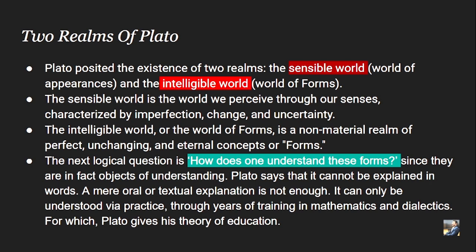The next logical question is, how does one understand these forms? We hear a lot of things about the theory of forms, the intelligible world, that it can only be understood by reasoning, and so on. But the very legit question is, how does one understand these forms? Since they are in fact objects of understanding, Plato says they cannot be explained in words. It can only be understood by reasoning. A mere oral or textual explanation is not enough. It can only be understood by practice, through years of training in mathematics and dialectics, through gradual progress.